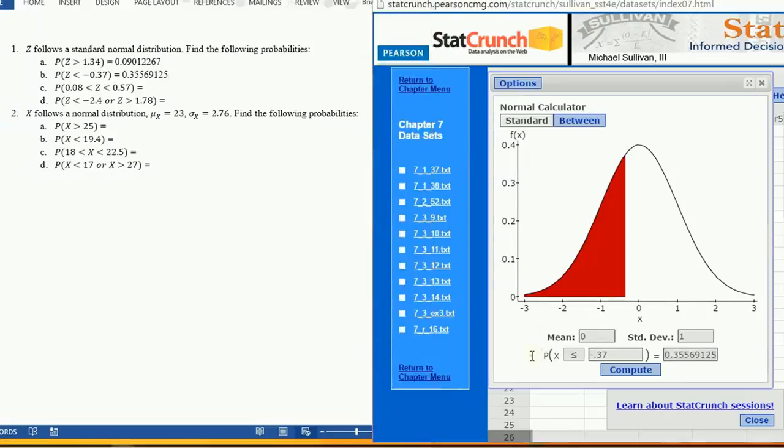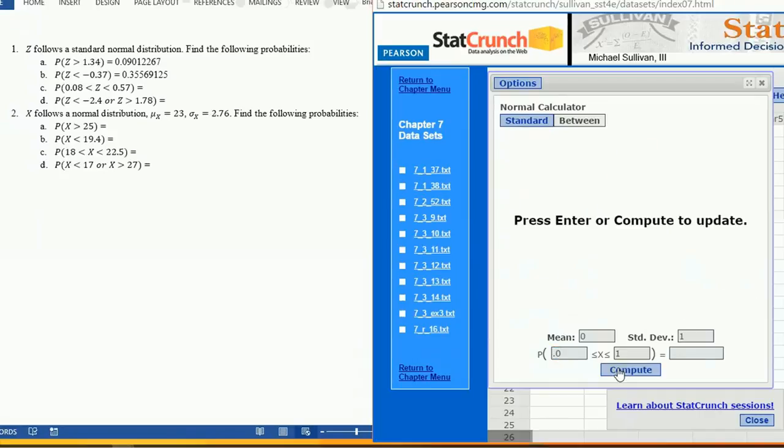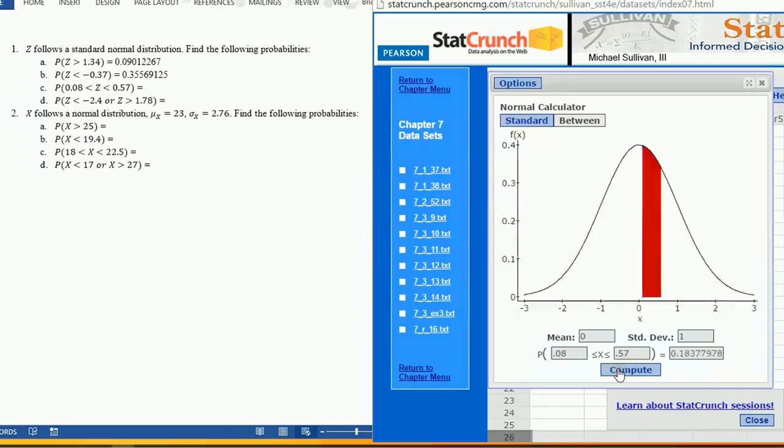Now for the probability that Z takes a value between, you go to the normal calculator, choose between, and put in your two values, 0.08 and 0.57. Compute, get a nice picture, and you get your probability.